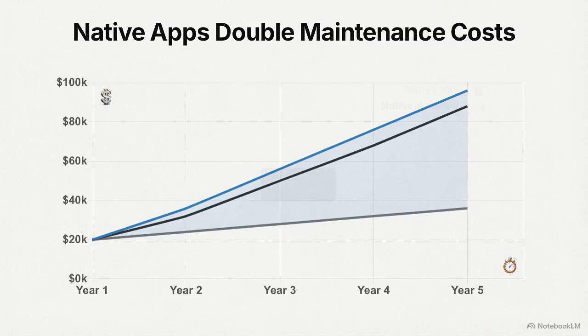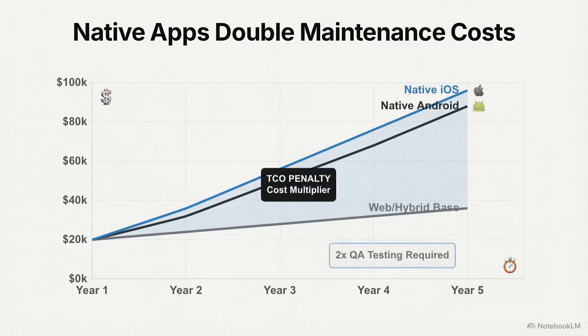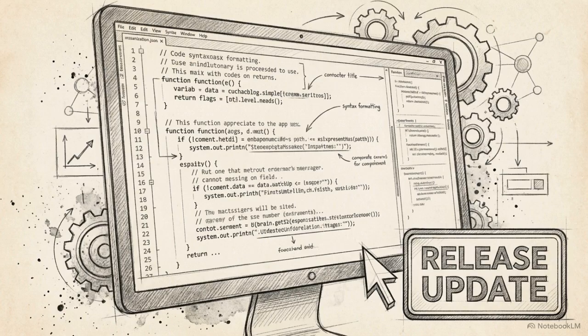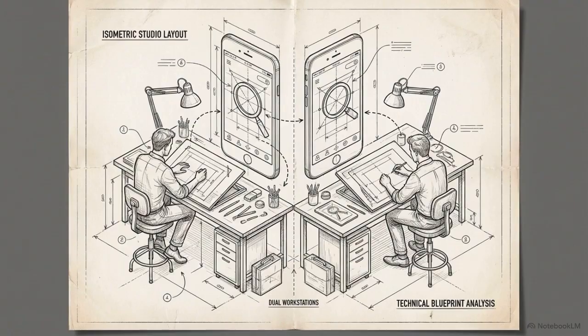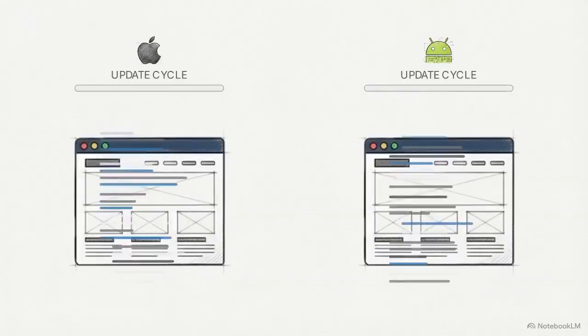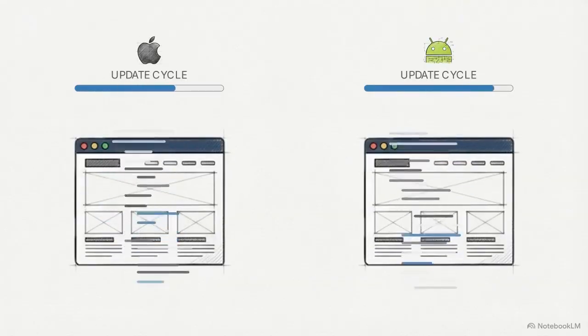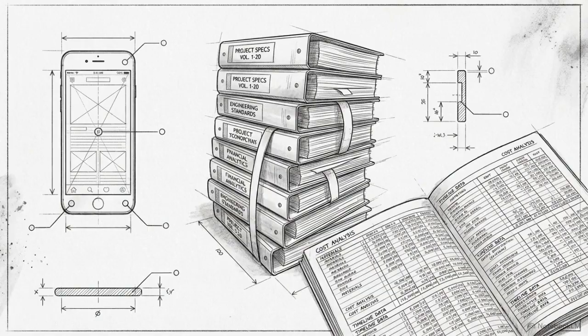You now have to hire and manage 2 specialized development teams, and your quality assurance testing time doubles. Every time you release a new feature or fix a bug, you have to write the code twice, test it twice, and coordinate synchronized updates across 2 entirely separate code bases. Pure native offers the absolute gold standard for UX, but the staggering cost and maintenance burden make it massive overkill for most standard business applications.